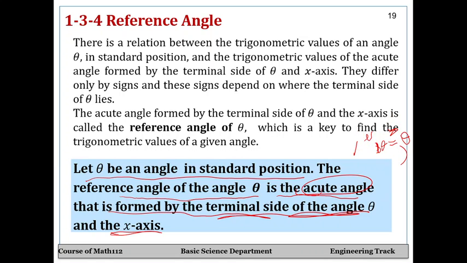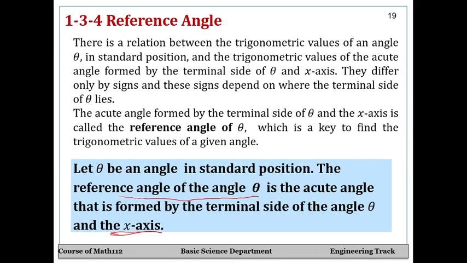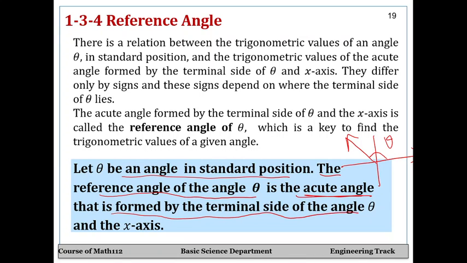Now, is it true all the time that it's equal to itself? No, let's try to do it here. Look at theta here. So assume theta is this. Now theta is in the standard position, it's okay. The reference angle of theta is the acute angle, less than 90 degrees, that is formed by the terminal side of the angle theta.